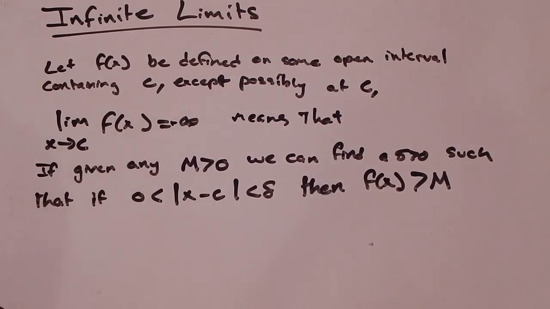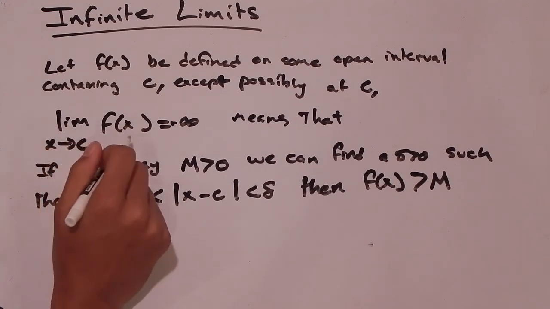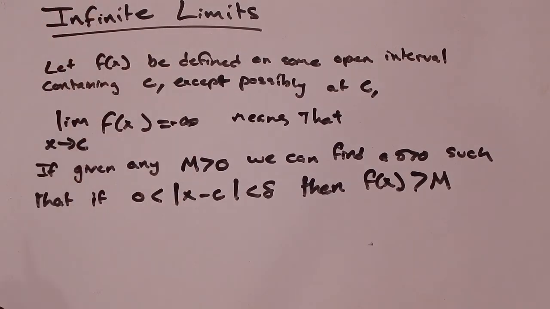Now, why does this work as a definition for the limit? Well, based on this limit, what we know is that as x gets closer and closer to c, f of x is continuing to get bigger. It's continuing to approach infinity, and it's growing without bound.